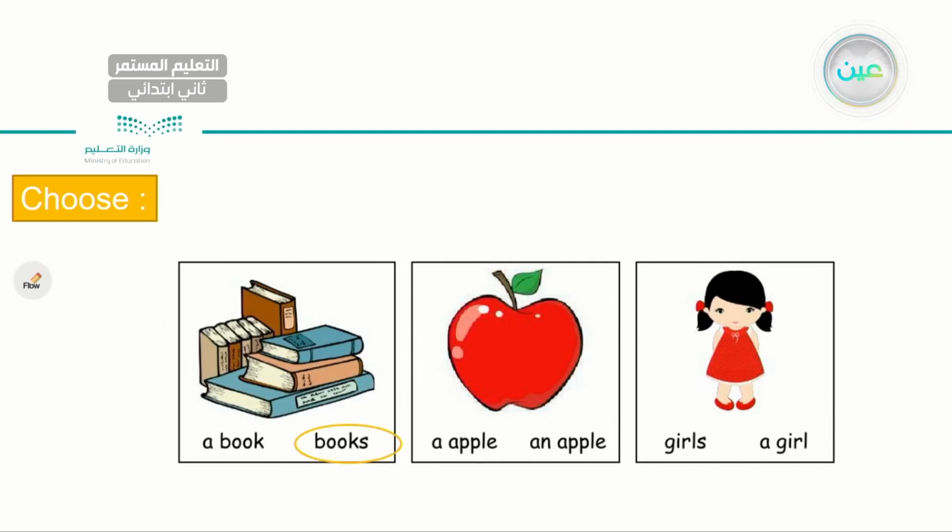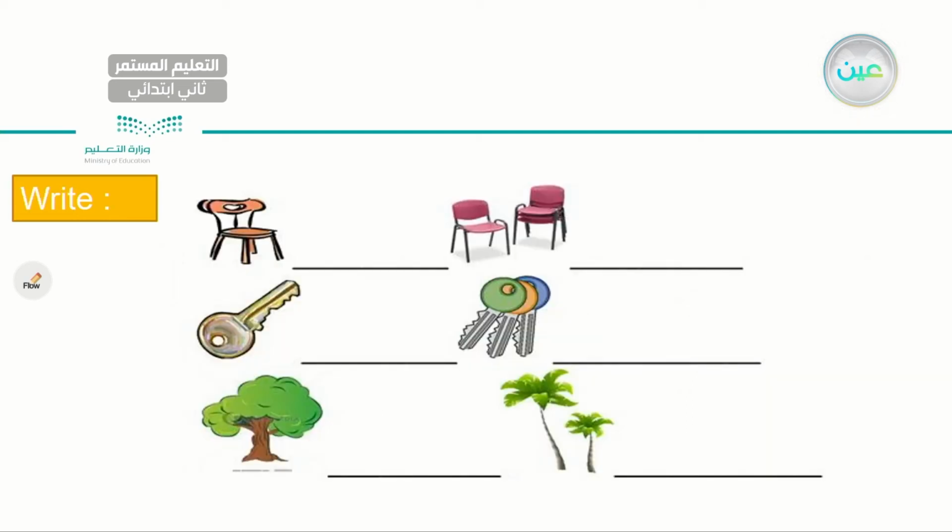Next one, I have an apple. Very good. Singular. And the last one, how many girls? I can see a girl. Very good. I can see a girl.